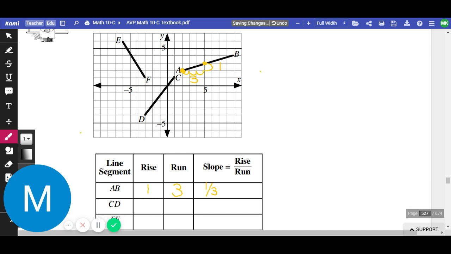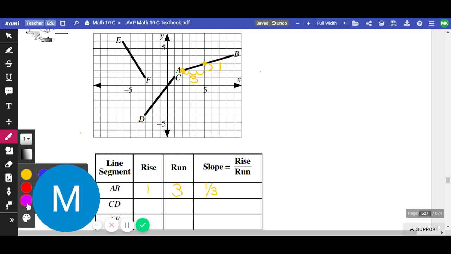Now, sometimes you're like, well, what if I want to go up first? So, if you did it this way, starting at A, you go up 1 over 3. 1, 2, 3. You would still have a rise over run of 1 divided by 3. It's the exact same. So it doesn't matter whether you choose to calculate the rise first or the run first. As long as you're going from one point to the other, left to right, you should always be good.